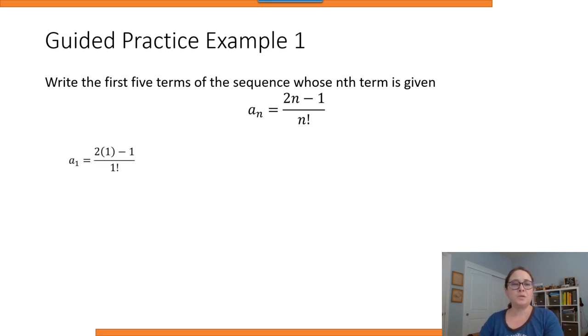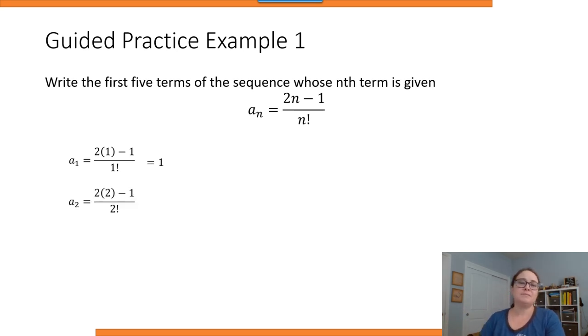So a sub n, or a1, would be 2 times 1 minus 1 over 1 factorial. Again, I just replaced all the n's with 1, and then I'll simplify that. So 2 times 1 is 2, minus 1 is 1, divided by 1 factorial, which is also 1. I just get 1 for that one.